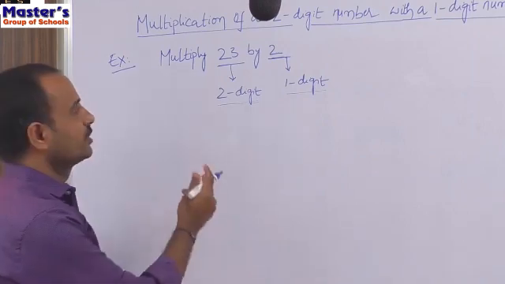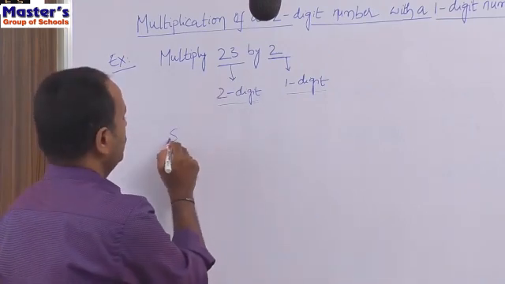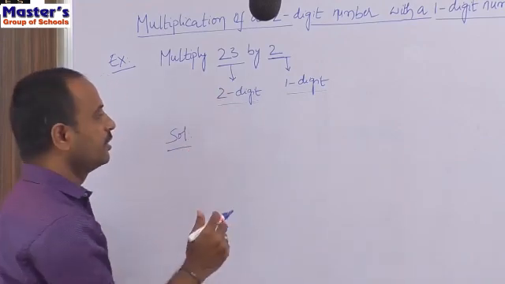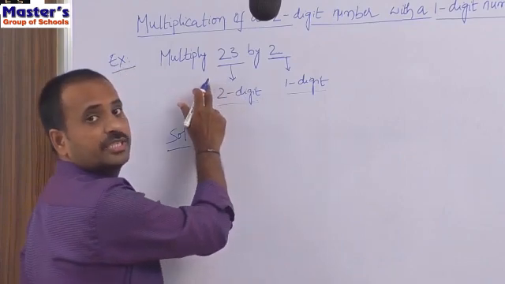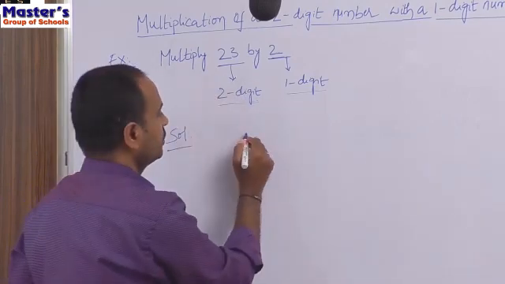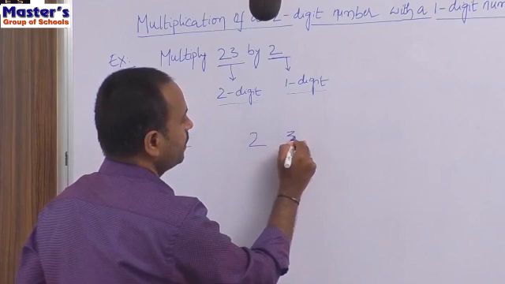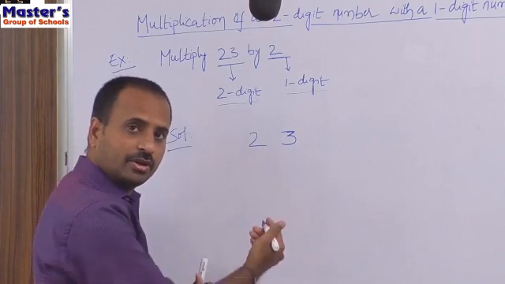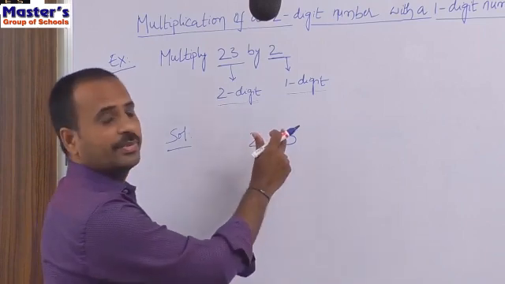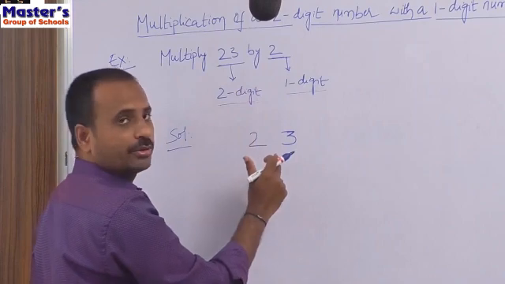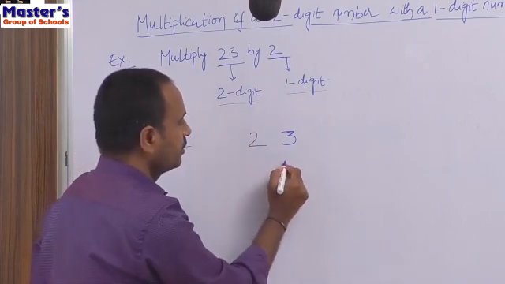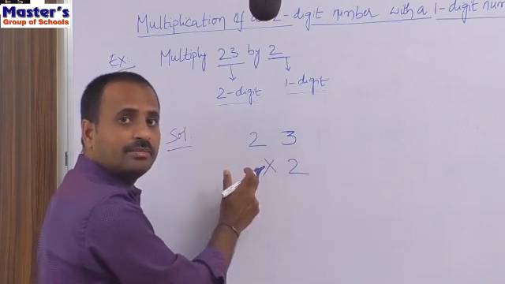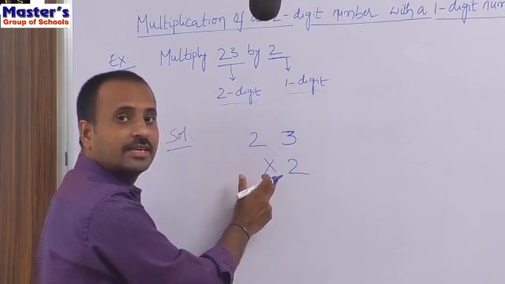Children, let us see how to do this multiplication. First write the 2-digit number. What is the 2-digit number here? 23. So write 23 here. Next write the 1-digit number below the 2-digit number. What is the 1-digit number here? 2. So write 2 below the 2-digit number and keep the symbol into. The symbol represents multiplication and it can be read as into.